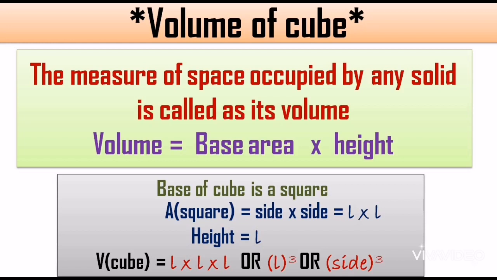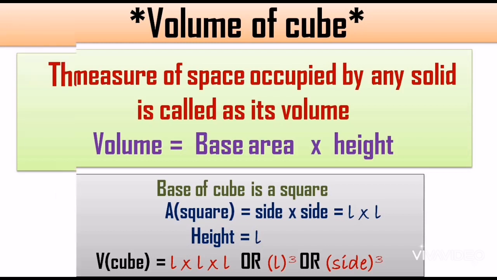That is why the volume of a cube is nothing but L into L into L. You can write it as L cube or you can write it as side cube. So in short, the volume of a cube is nothing but side cube.